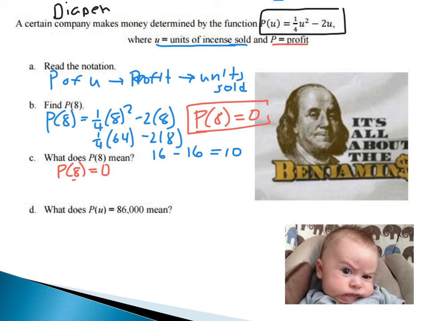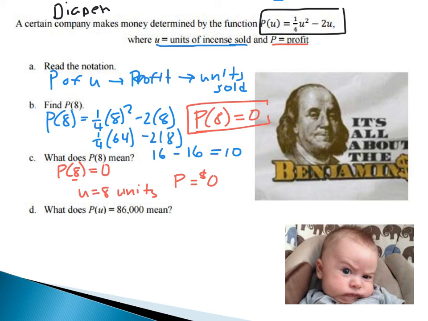Well, remember, the 8 is U, so U is equal to 8 units. That means I sold 8 units, and my profit, P, is going to be $0. So if I sell 8 units, I'm not making any profit.